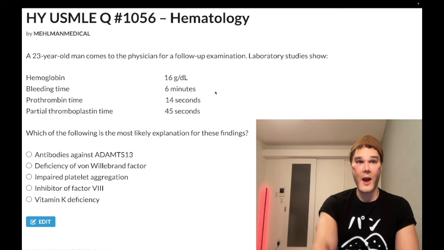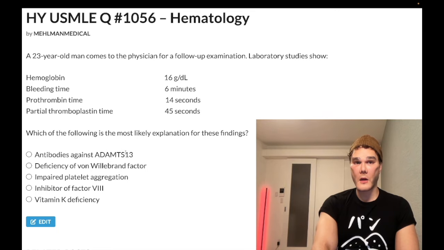I know you'll have the lab values available to you on the exam, but as I said in the last clip, stop your complaining, stop your crying, take your training wheels off. The question wants to know the most likely explanation for the findings. Let's just hop through. Choice A, antibodies against ADAMTS13, wrong answer.